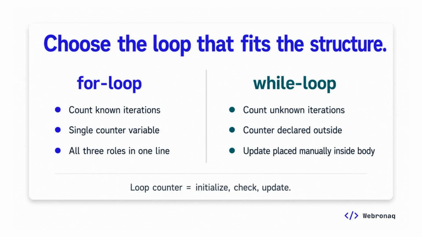When the number of iterations depends on something that changes at runtime, user input, a data stream, a search result, a while loop often reads more clearly, with the counter declared before the loop and updated inside the body. Either way, the same 3-role pattern applies. Understand initialize, condition, and update, and you have the foundation for nearly every loop you will ever write.